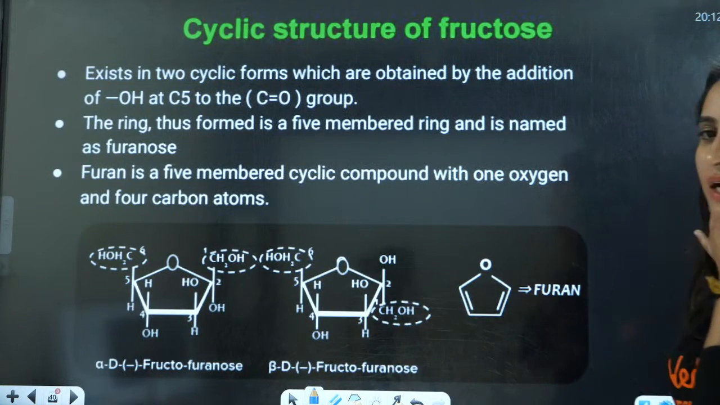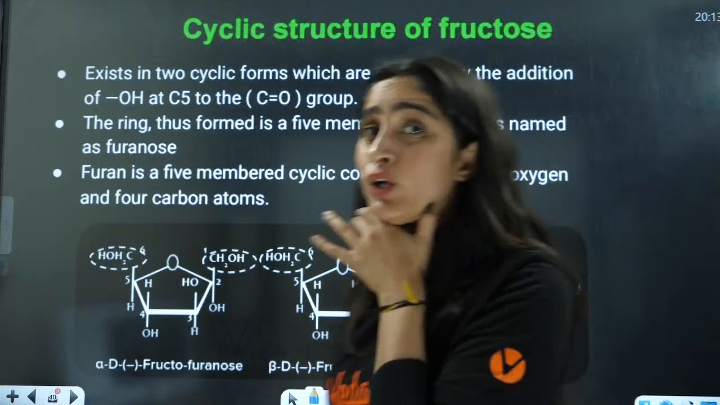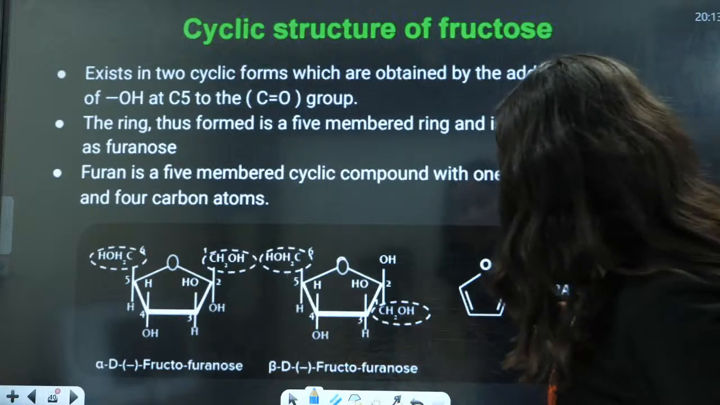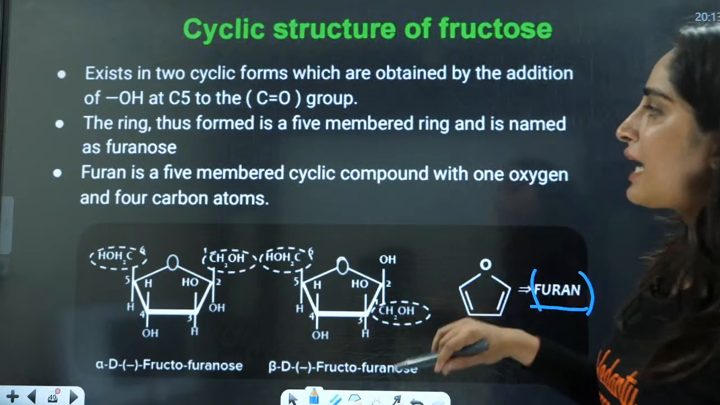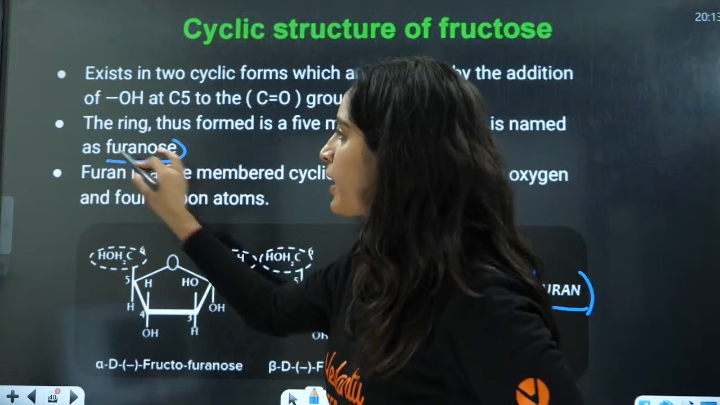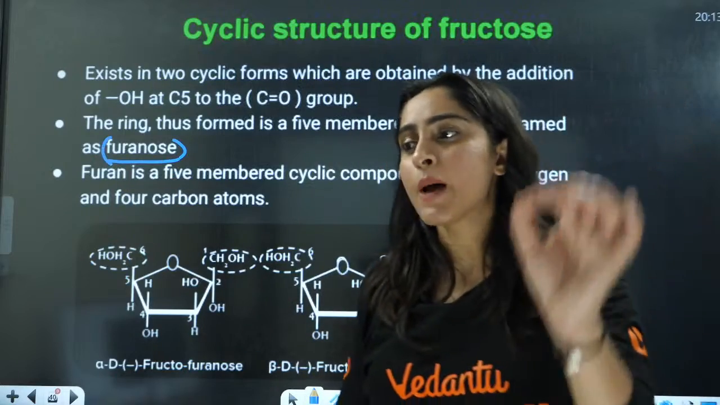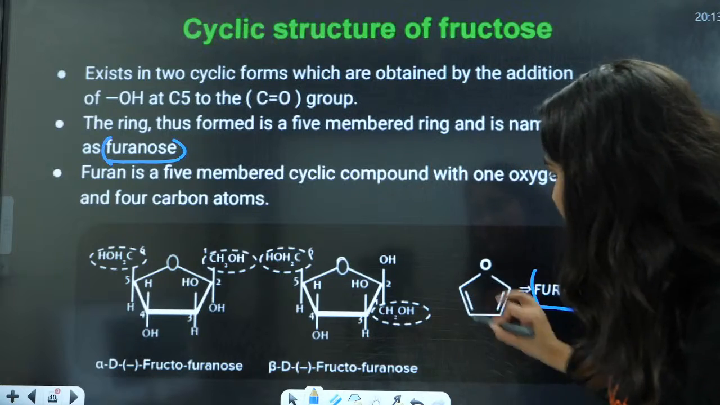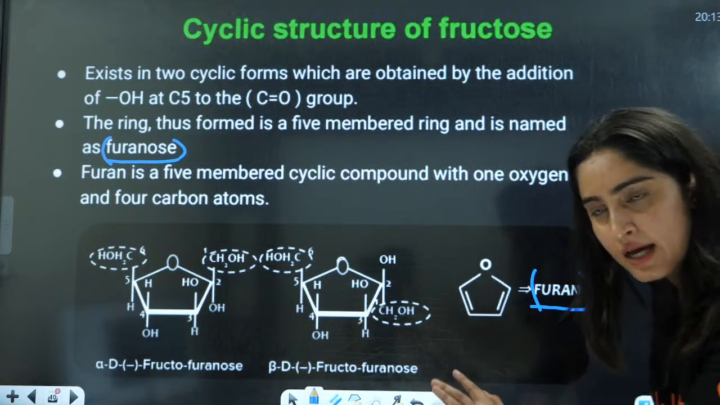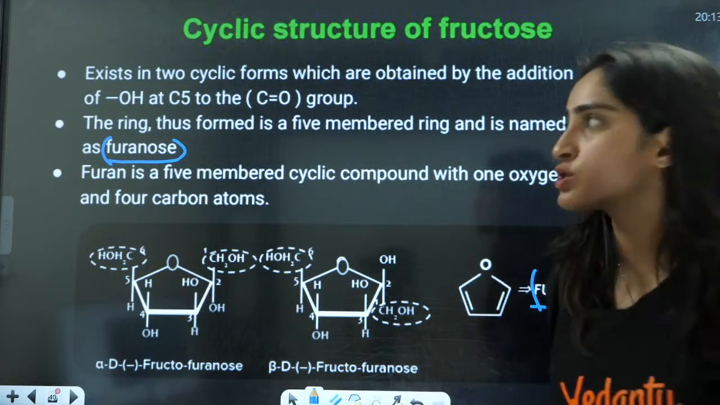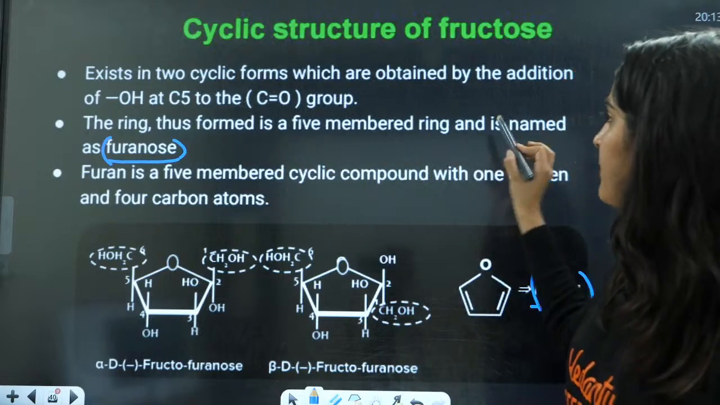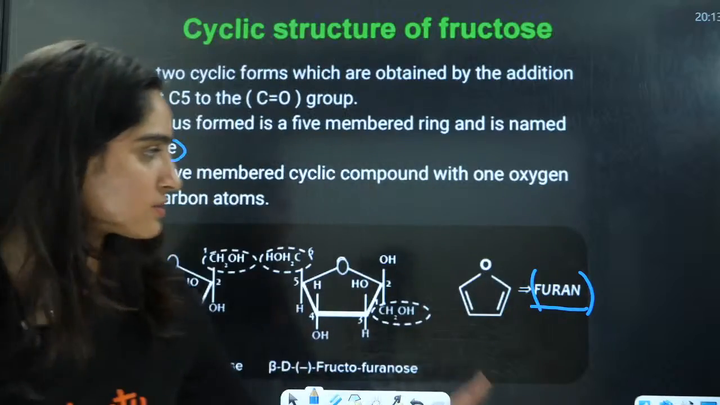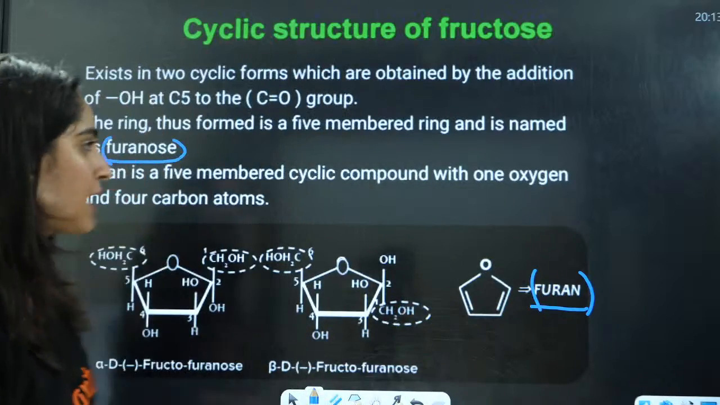Now what is this ring? The ring in glucose is the pyranose ring, and the ring in fructose is the furan ring. That is why this is called the furanose ring. The 6-membered ring was the pyranose ring. And this was actually derived from furan, so that is why it is called the furanose ring. The 5-membered ring is named furanose. Furan is a 5-membered ring, right? You know that this is a heterocyclic compound, right?